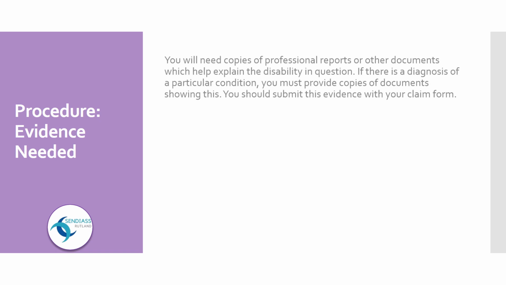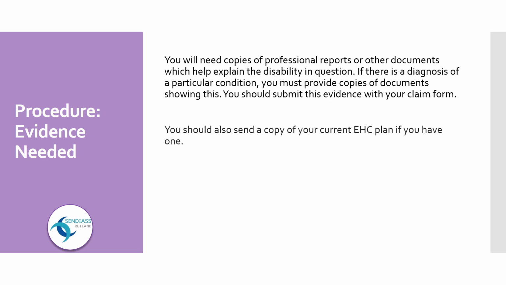Procedure: evidence needed. You will need copies of professional reports or other documents which help explain the disability in question. If there is a diagnosis of a particular condition, you must provide copies of documents showing this. You should submit this evidence with your claim form. You should also send a copy of your current EHC plan if you have one.